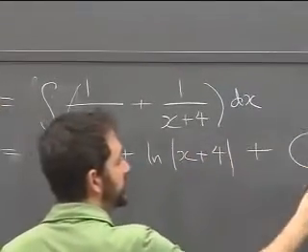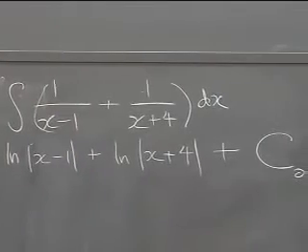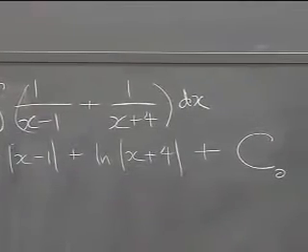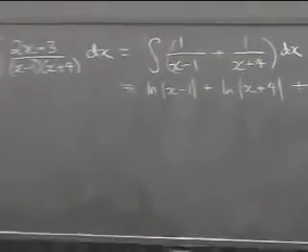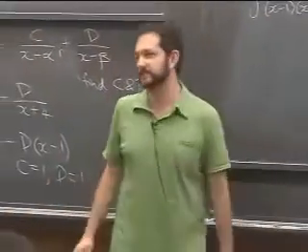plus a constant. I'll call it c0, not to be confused with the c that I happen to use over there. But it's okay if you call it c. Everyone will understand that it's a different c. All right, any questions about that simple example?